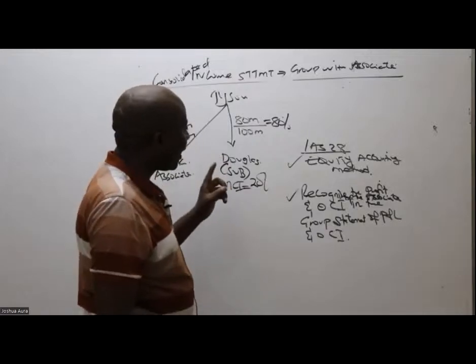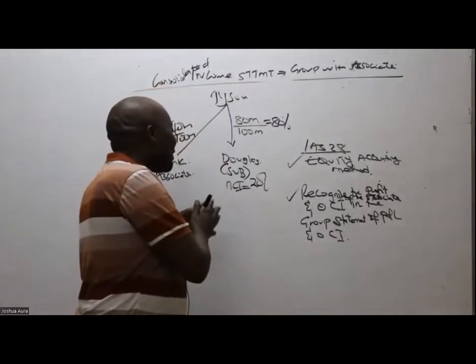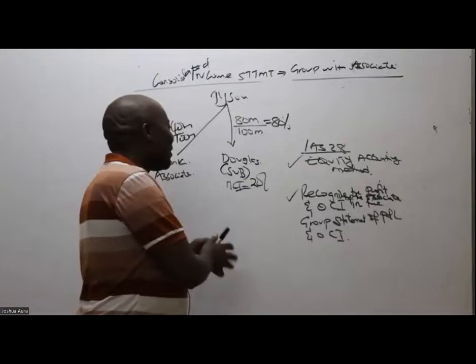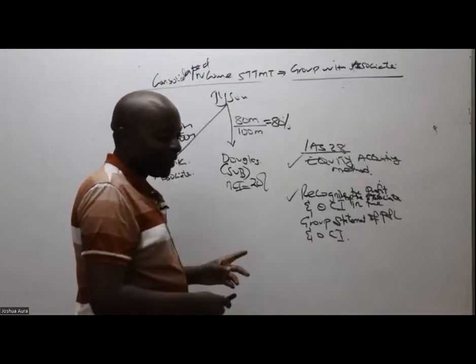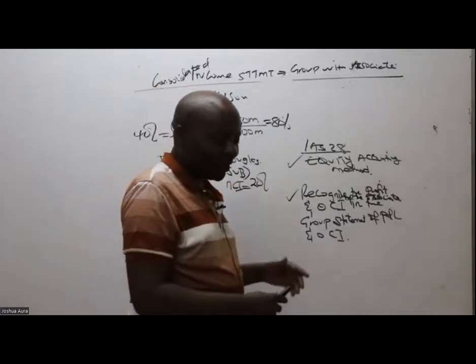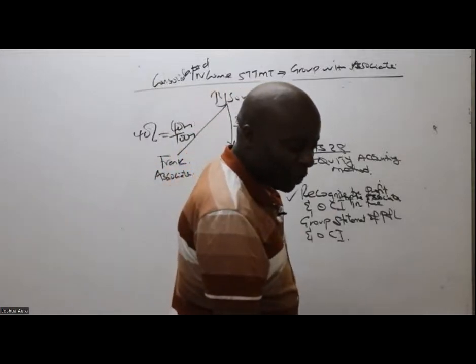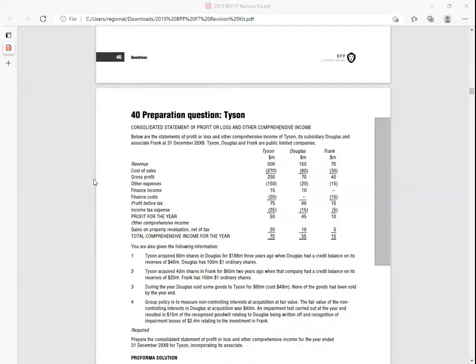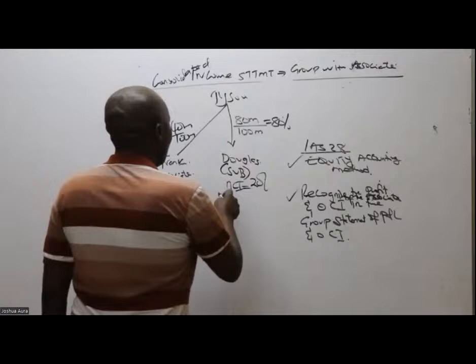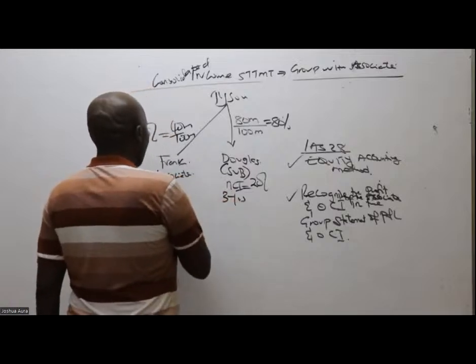There is one thing that you guys forgot. The duration that we stayed with these particular investments is so important. Since we bought Douglas, we've been with Douglas for how many years? We are told here, 3 years ago, you can see Douglas, 3 years ago. And then you can see Frank, 2 years ago. So Douglas is 3 years ago, and this is 2 years ago.